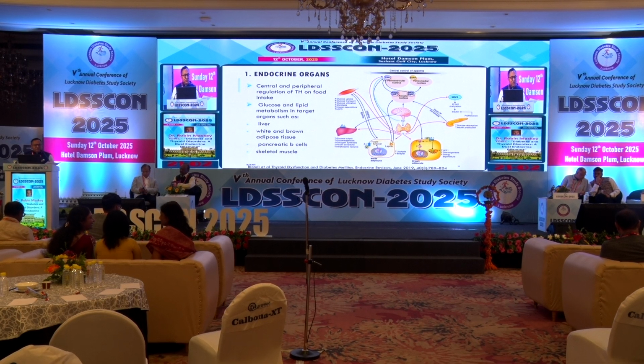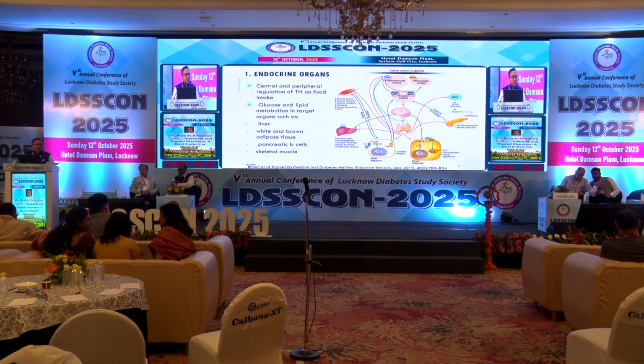If you see this cartoon, it is quite complicated, but I will make it simple. Whenever we have an appetite, it all depends on the appetite we have had since morning. The appetite is controlled by the paraventricular nucleus and ventromedial nucleus in the hypothalamus, and this depends on food intake. Glucose and lipid metabolism is targeted in organs like the liver, white and brown adipose tissues, pancreatic beta cells, and skeletal muscles.